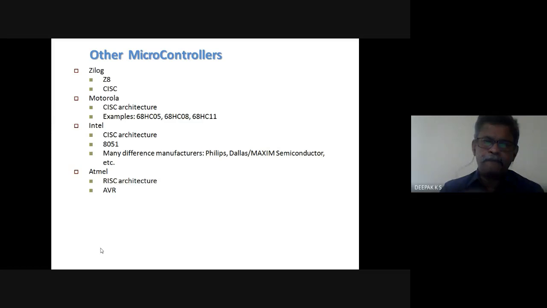So apart from PIC, there are other microcontrollers. Zilog is there, Z8, it is a CISC computer. Motorola, you have the 68HC families there. Intel, you have 8051. Many manufacturers are producing this 8051. Then you have Atmel AVR, that is also RISC. So there are many other microcontrollers in the market apart from PIC.